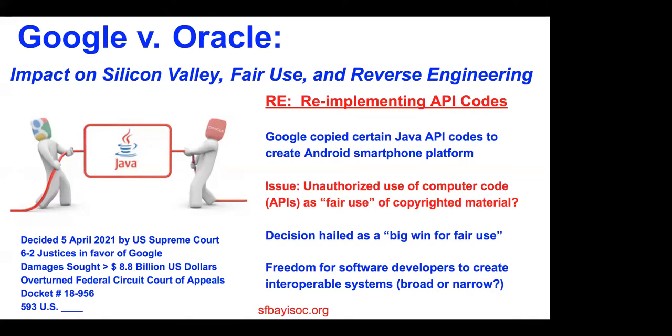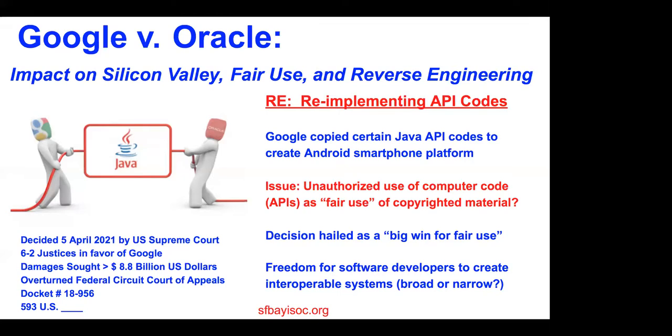Now, to allow the millions of programmers familiar with the Java programming language to work on its new Android platform, Google copied roughly 11,500 lines of computer code from the Java program. Now, these copied lines are part of a tool called Application Programming Interface, or APIs. And an API is a tool that allows programmers to call up pre-written computing tasks for use in their own programs. So it's worth pointing out that in this case, the damages sought were more than 8.8 billion, that's with a B, US dollars. So this was a very significant case with a lot on the line.